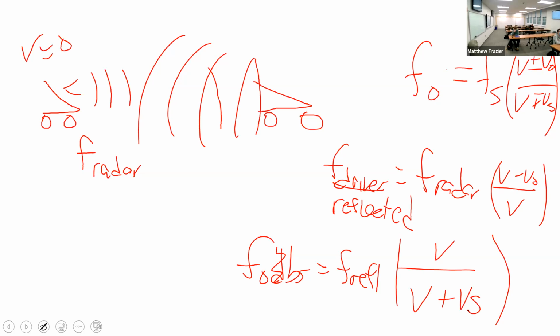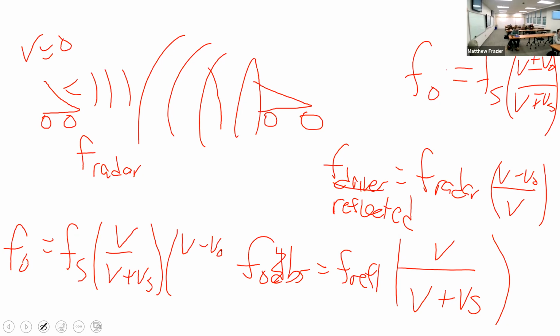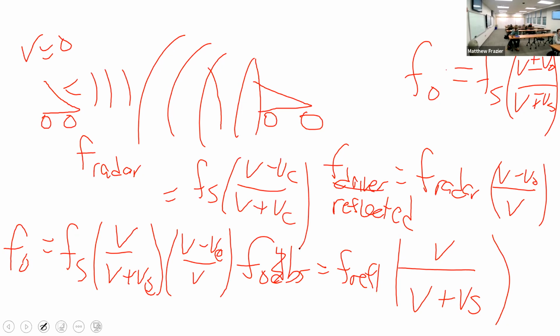So note that we're just going to plug this thing into this. Our actual observed frequency looks like the source, and then we have two sets of terms: V over V plus Vs and V minus V naught over V. And then they cancel out. And the idea is that you have basically, these are the same. So this is going to be something that looks like that.